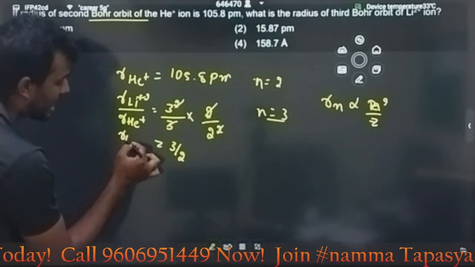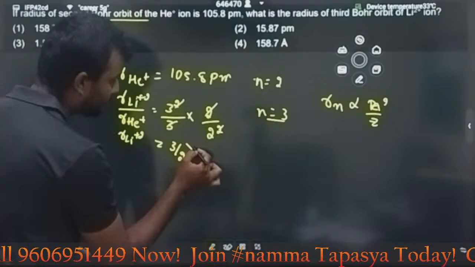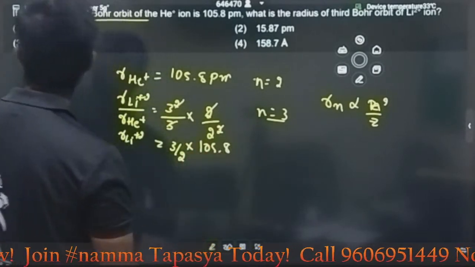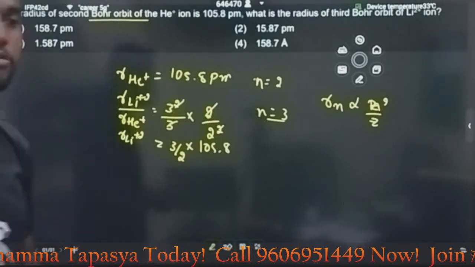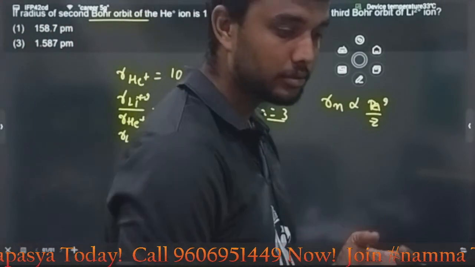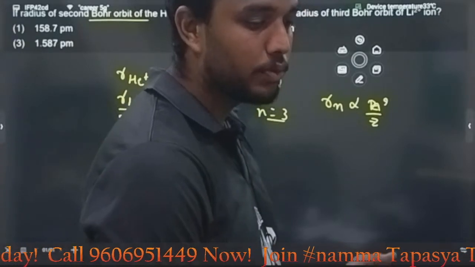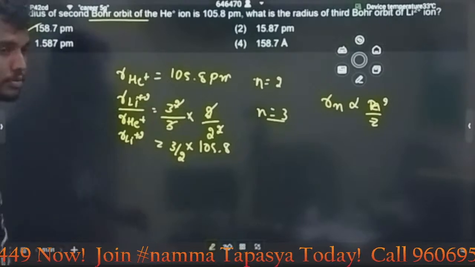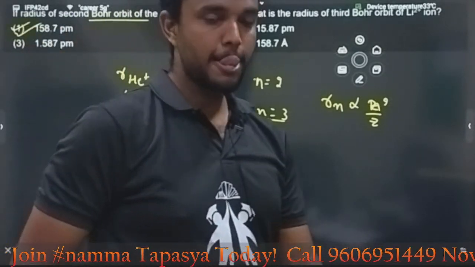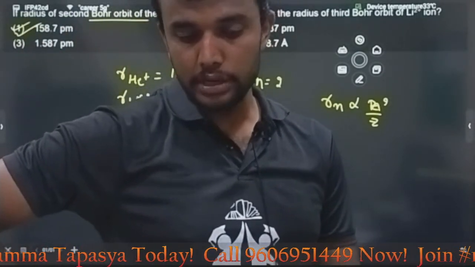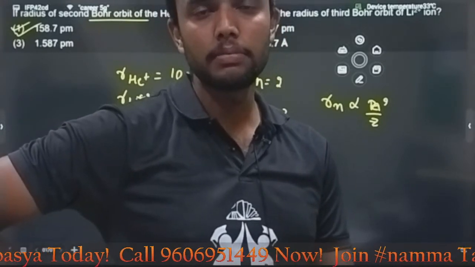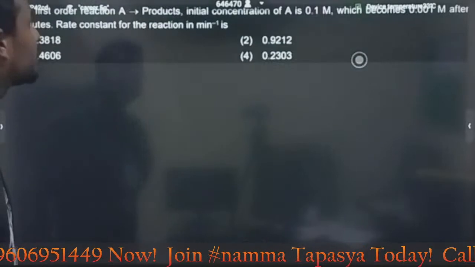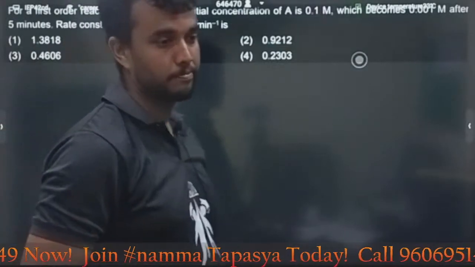Here radius of Li2+ we required, multiply with the helium radius, what is that one? 105.8. Calculate this one, how much we will get? Let me know in the answer. We will get 158.7 pm. What is the a naught value, my dear students? 0.529 Å, for the first orbit. That one is very important, it is easy.